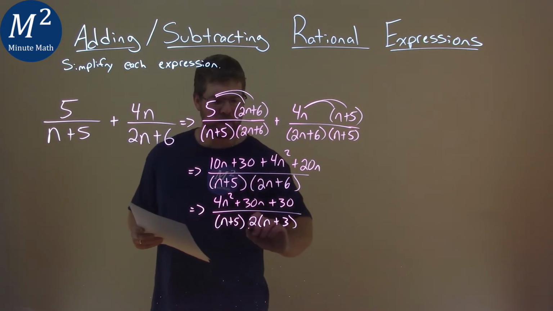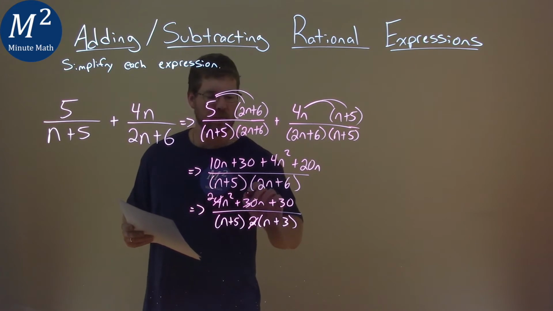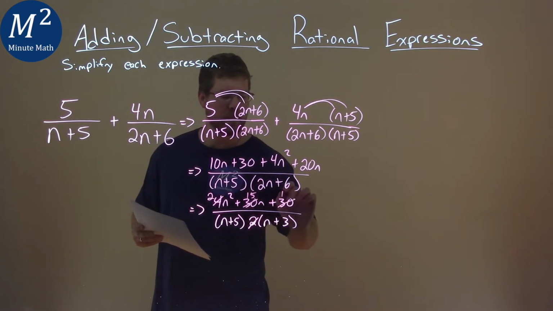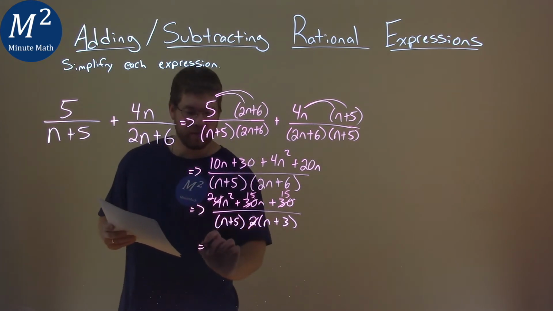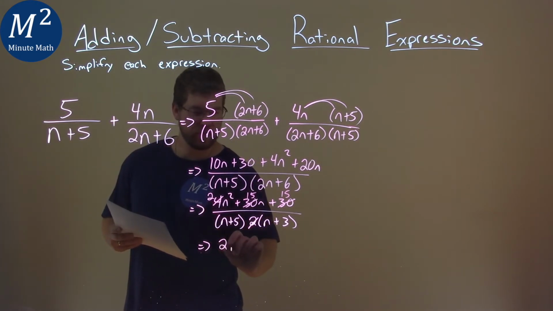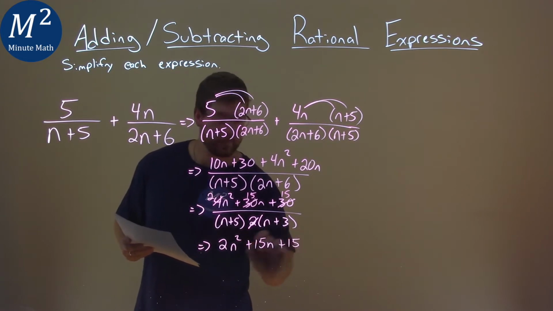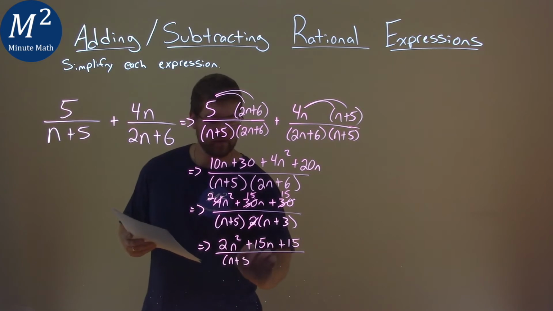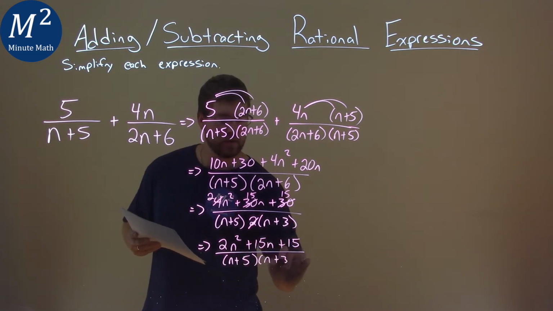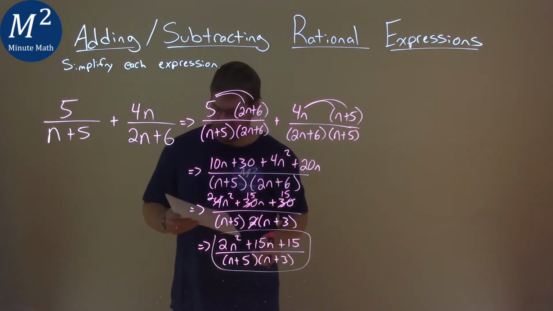So in doing that, we can kind of show it like this. Cross that off. This becomes a 2, this becomes a 15, and this becomes a 15. It has to be to all parts. And so with that, we can come down here. We have a 2n squared plus a 15n plus a 15 over our denominator, which is an n plus 5 times an n plus 3. And that is our final answer.